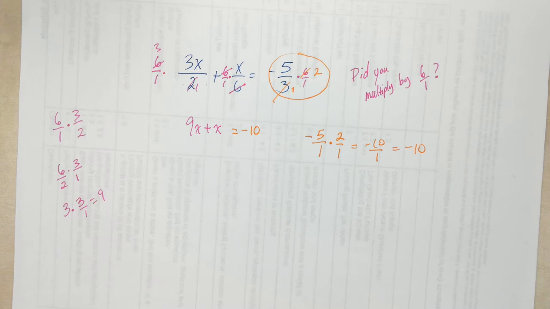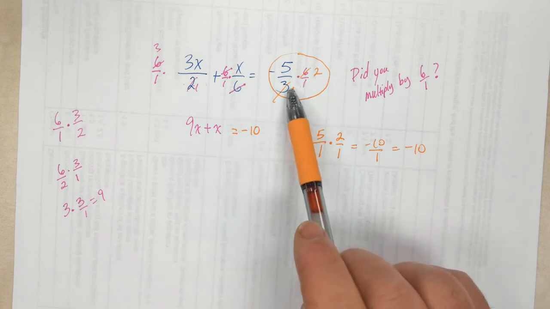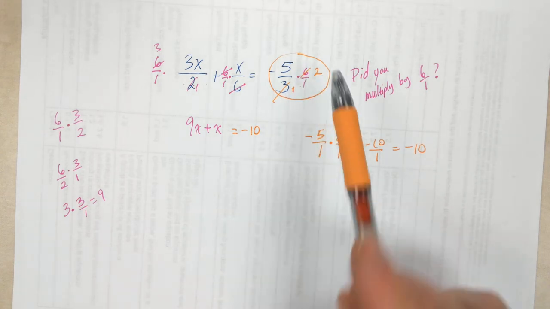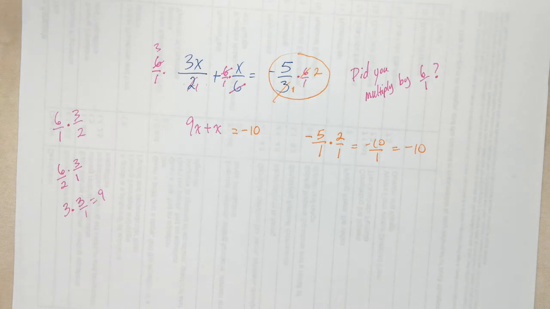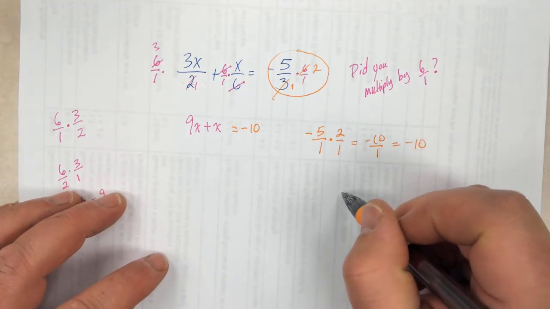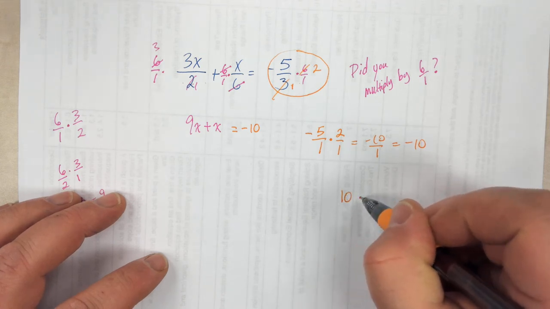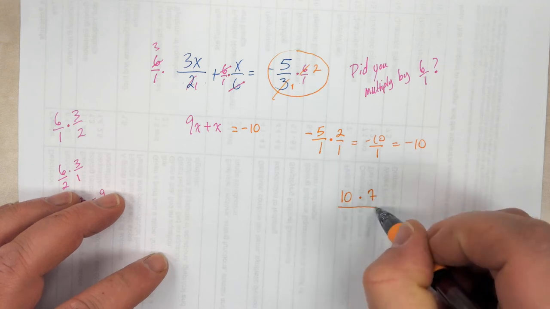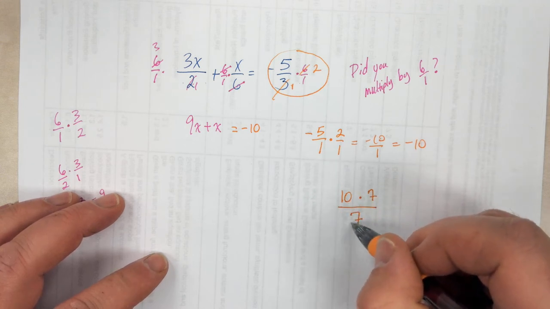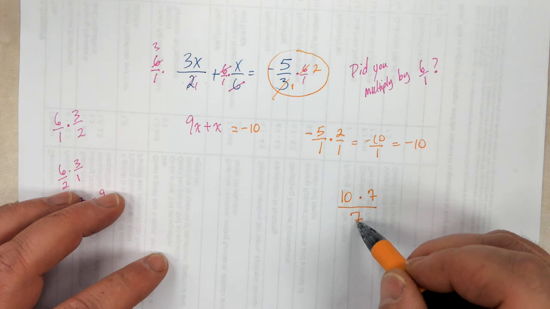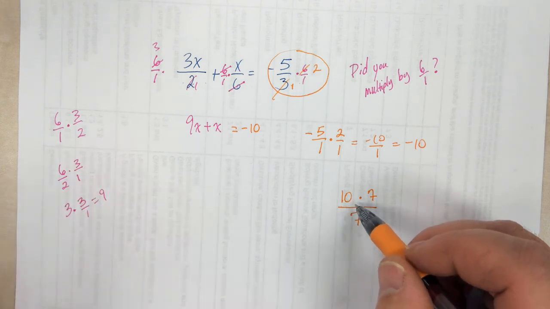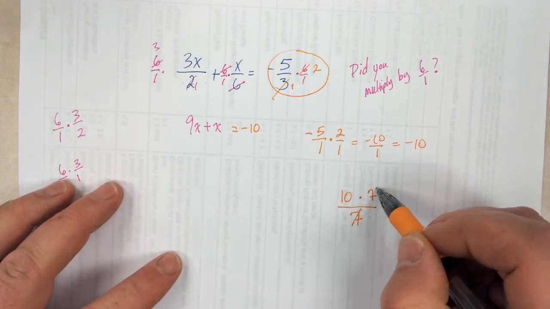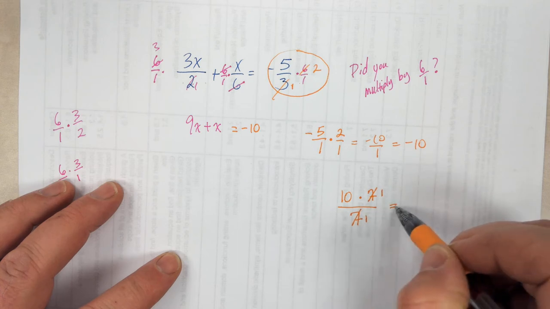So reducing... reduce the 3? Yep. 3 goes into 3 one time. 3 goes into 6 two times. Because 3 doesn't go into 5. It's like this. Let's say we had 10 times, I don't know, 7 divided by 7. And this is multiplying up here, right? Well, 7 doesn't go into 10, so you can't reduce that. But 7 does go into 7 one time. So that's just 10.